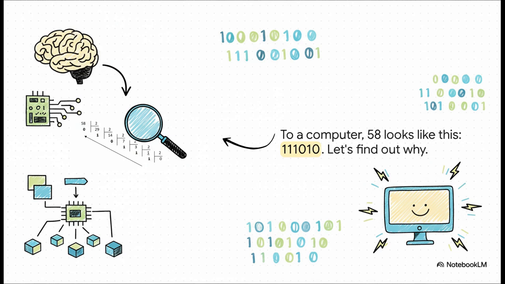111010. I know, right? It looks totally random, like someone just mashed the keyboard. But I promise you, there's a perfect logic to it. And by the end of this, we're not just going to crack this code. You're going to know exactly how to do this translation yourself.